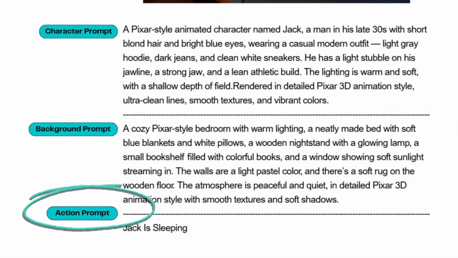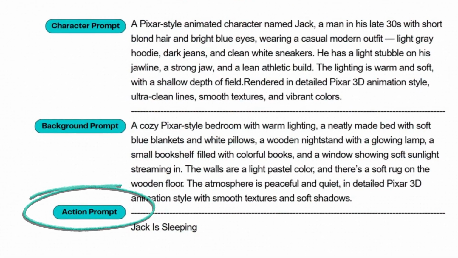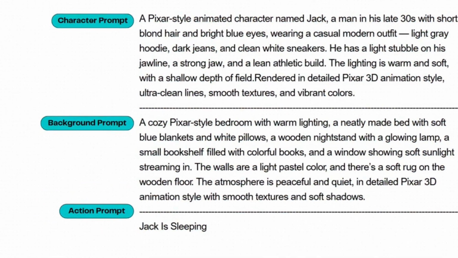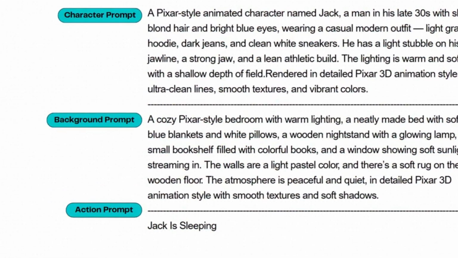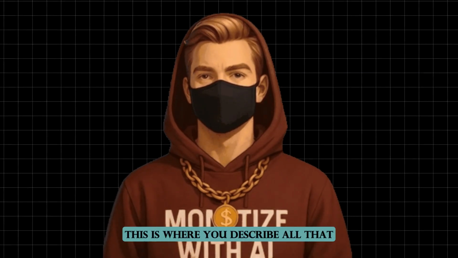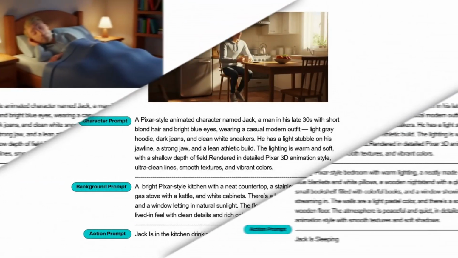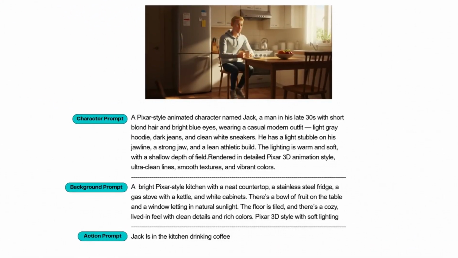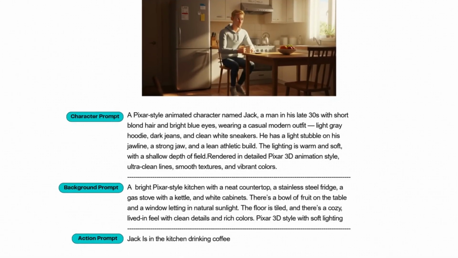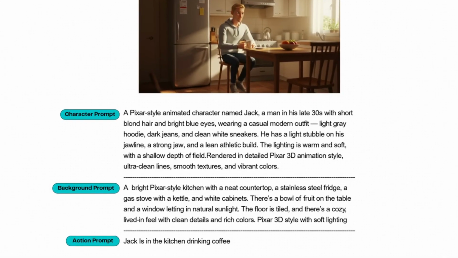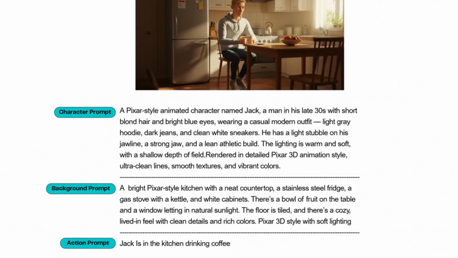Then comes the action prompt. This one handles what the character is doing. Are they running, waving, sitting at a cafe, holding a sword? Cool. This is where you describe all that. But it's gotta stay in its lane. No changing hairstyles, no new clothes, no surprise physical features. The action prompt is about movement and behavior, not appearance.